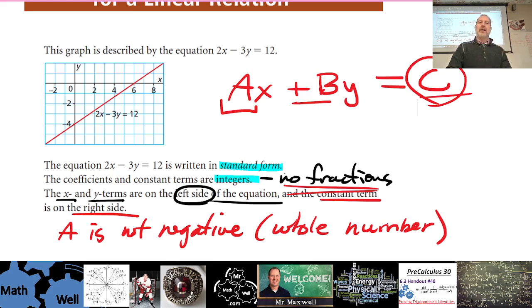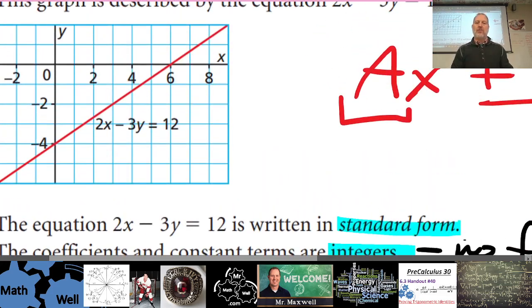Remember that this is still a description of how the x and y coordinates relate to each other. Every point on this line, if you put the x value and the y value of the point into this equation, will make the equation true. Just for an example, what is this point right here? It's the point what?